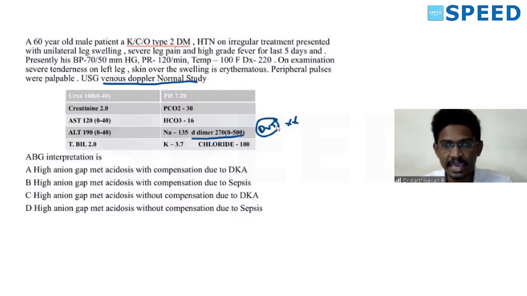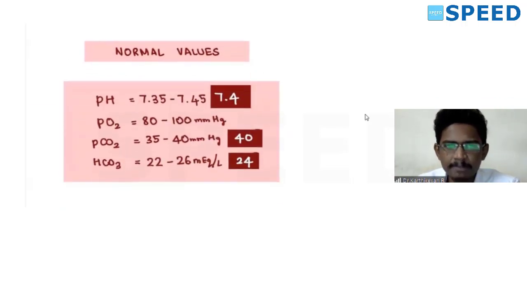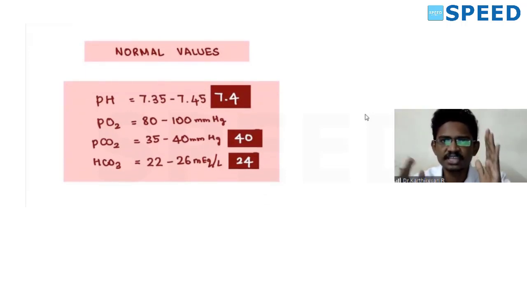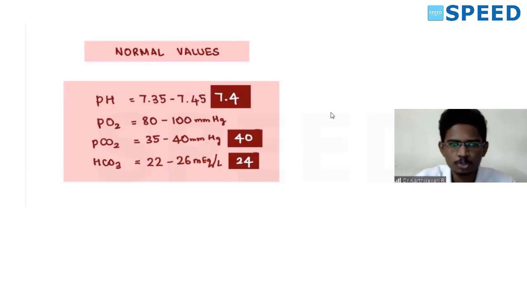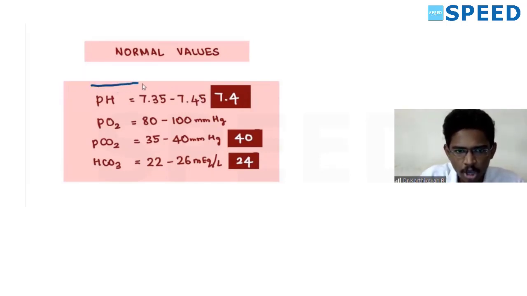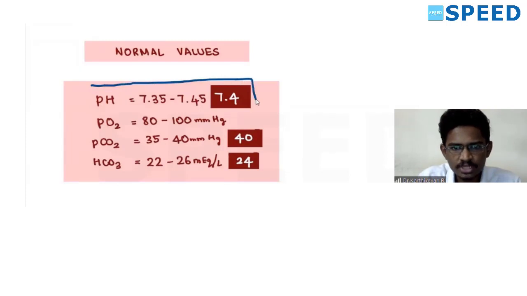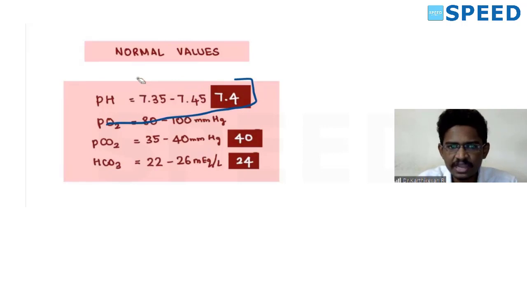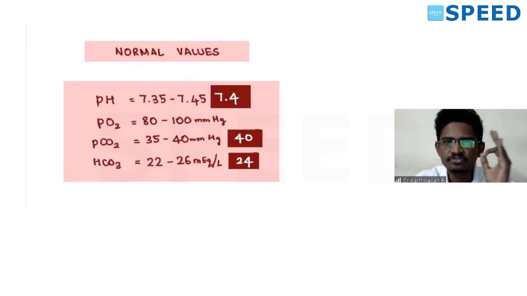Let's interpret the ABG. I'll take you from the basics, how to interpret a basic ABG, then we will step down one by one till we reach the advanced step. Any ABG given to you, the first step is to check the pH. Normal pH should be 7.35 to 7.45. If you want a single value, you can keep it as 7.4.